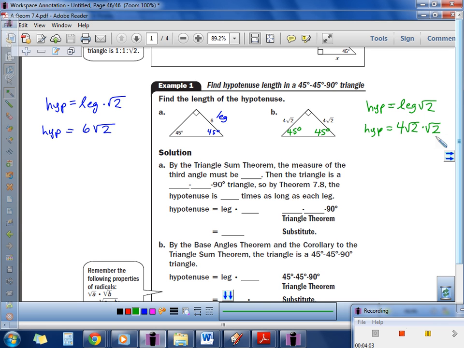What you should remember is anytime you have a radical term times itself, you get the number underneath. So radical 2 times radical 2 is the same thing as saying radical 2 squared. Anytime you square a radical, it just cancels out. You're left with a number underneath. So right now, 4 times 2 is 8. The hypotenuse is 8 units long.